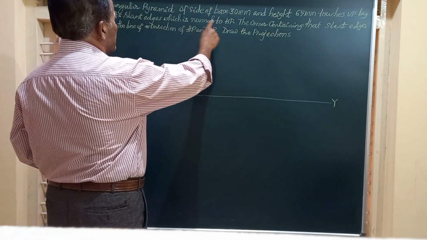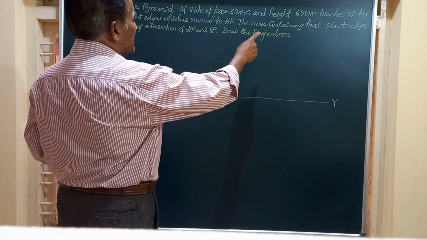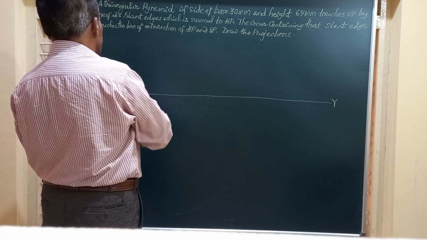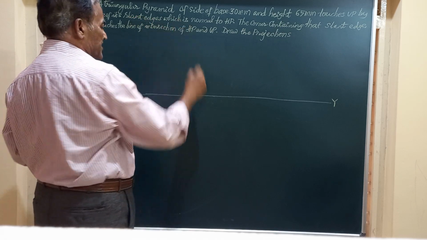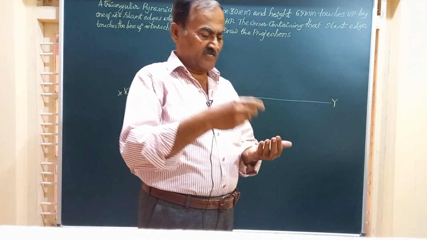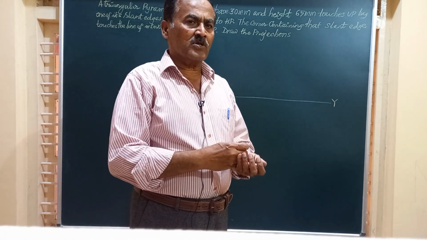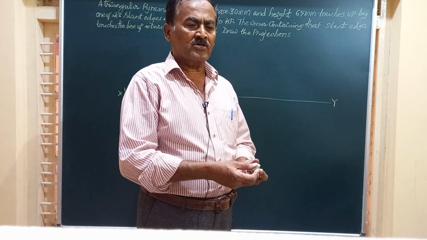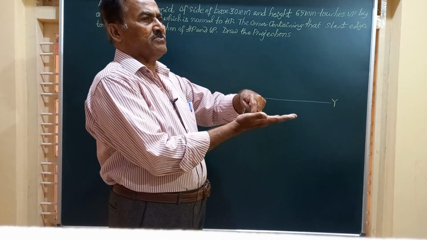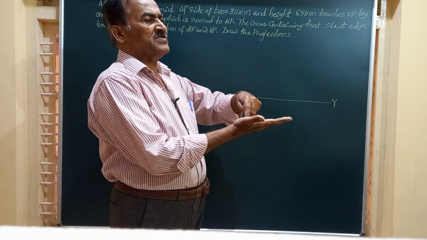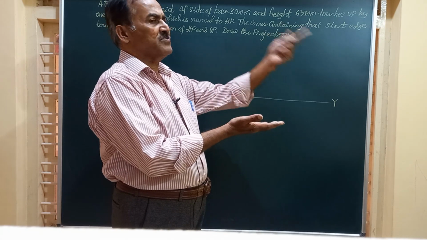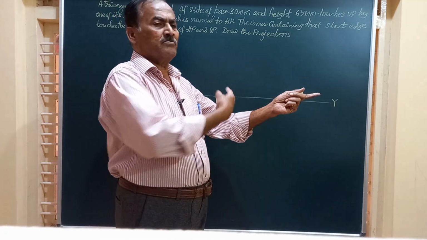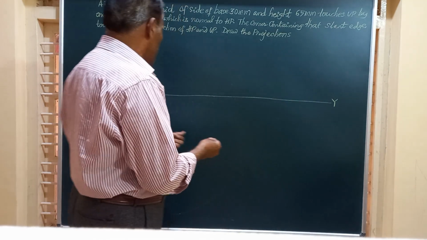A triangular pyramid of side of base 30 mm and height 65 mm touches VP by one of its slant edges. You have this slant edge here. And as per the simple rule, one of the corners of this solid should come to your right. So we place the object on HP such that one of the corners of the base should come to your right, and the base edge will be perpendicular to VP.